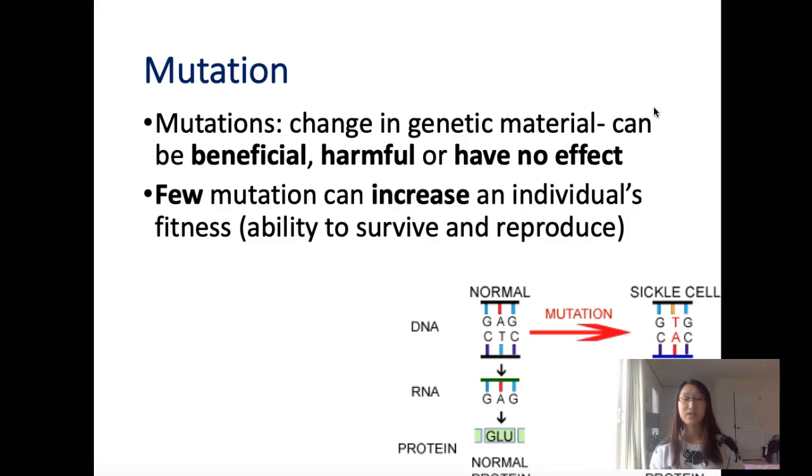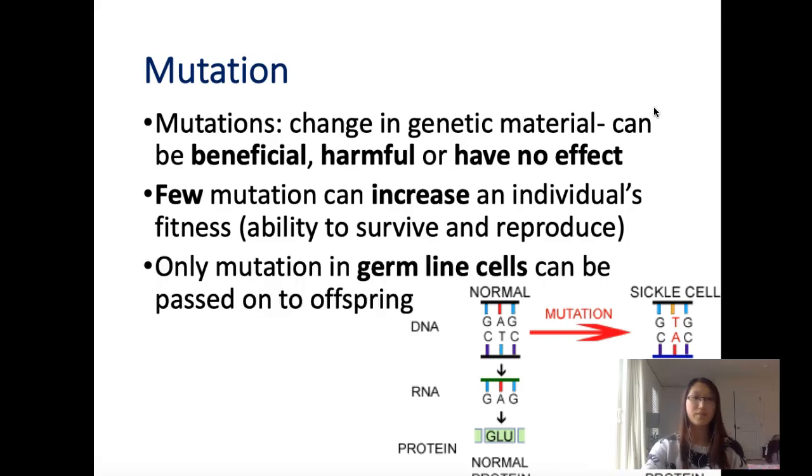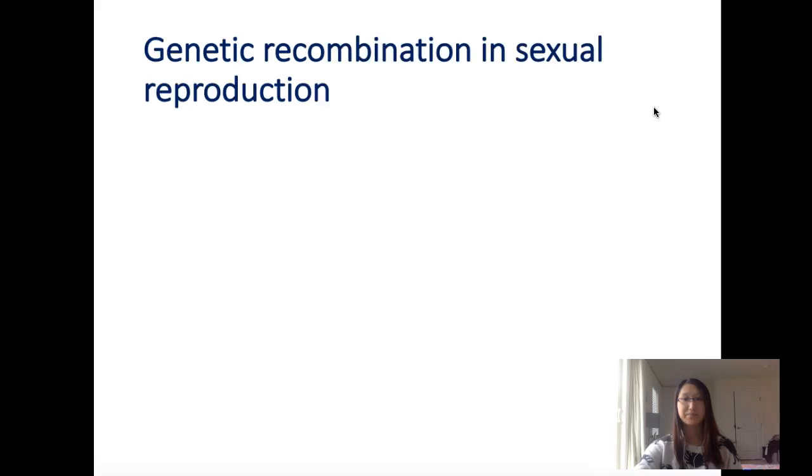Some of the mutations, actually a lot of mutations will have no effect, but occasionally those mutations can increase an individual's fitness, the ability to survive and reproduce. And then those individuals can pass on their genes and allow the allele frequencies of the population to change. Now, only mutations in germline cells can be passed on to the offspring.